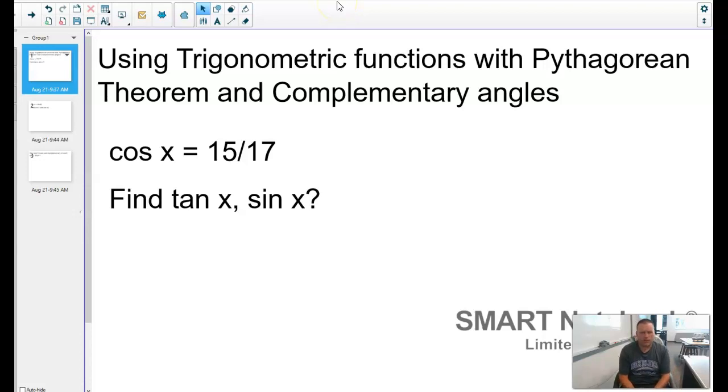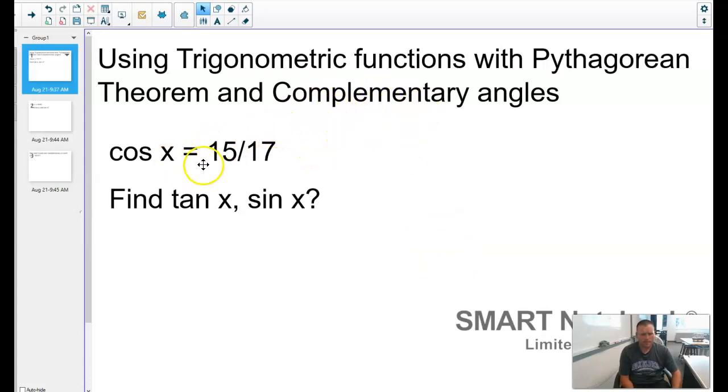Okay, so we're going to tie this trigonometry unit up. We're going to use some of the skills we've learned about trigonometric ratios and use them in finding different answers to different things. One of the things we want to do is use the Pythagorean theorem and our knowledge about those trigonometric functions to find other functions. And then the last thing we'll do is talk about complementary angles.